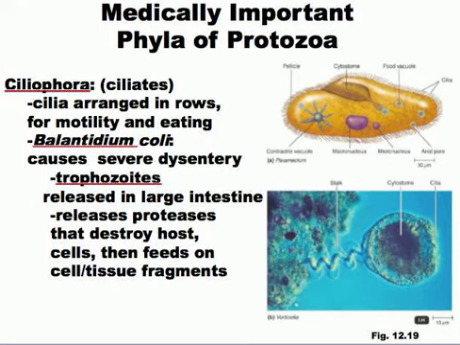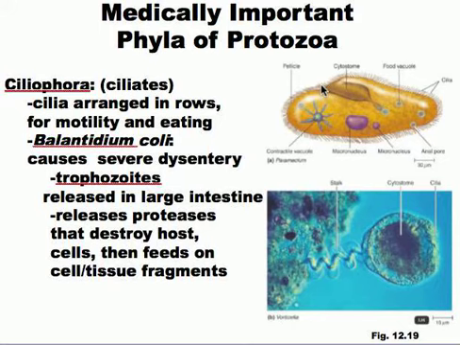These are all terms that you need to be familiar with. Now we're going to move on and talk about the Ciliophora. These are the ciliates. So Ciliophora, or ciliates, have cilia arranged in rows, and the cilia are important for motility as well as eating. So you can see the cilia here. When they're around the organism on the plasma membrane, they're important for movement. And when they line what are called grooves, then they can be important for food.